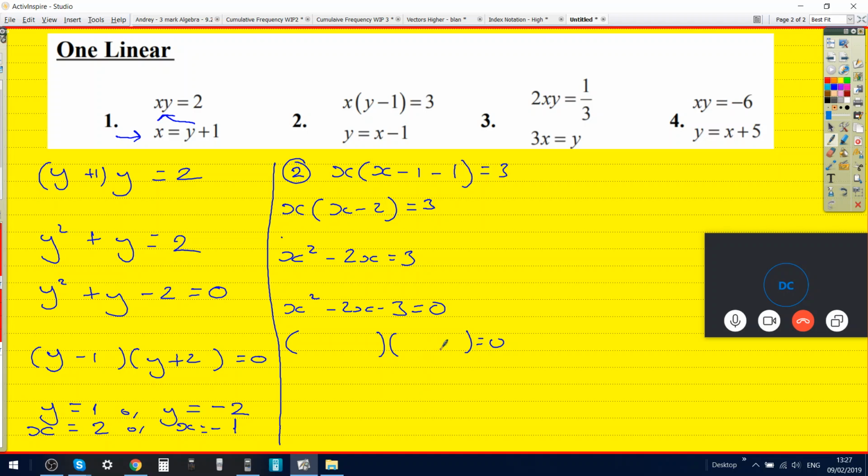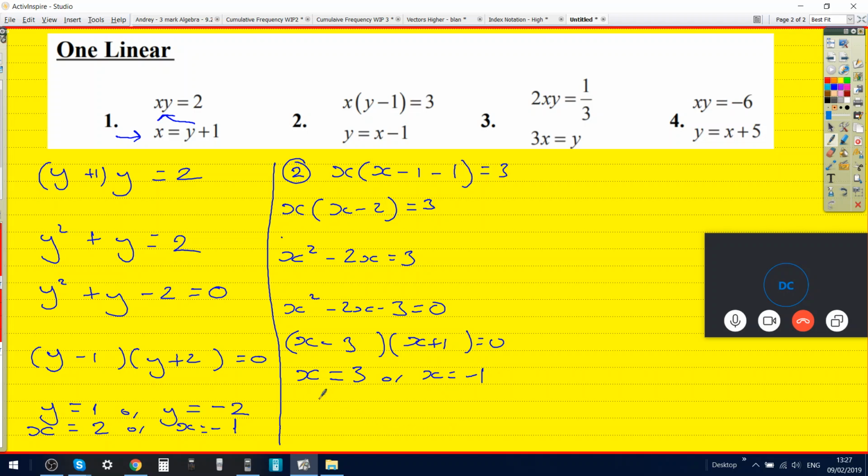Could it be plus 3 minus 1? Oh, no. Minus 3 plus 1. Yeah. x minus 3, x plus 1. Perfect. So x equals 3 or x equals minus 1.